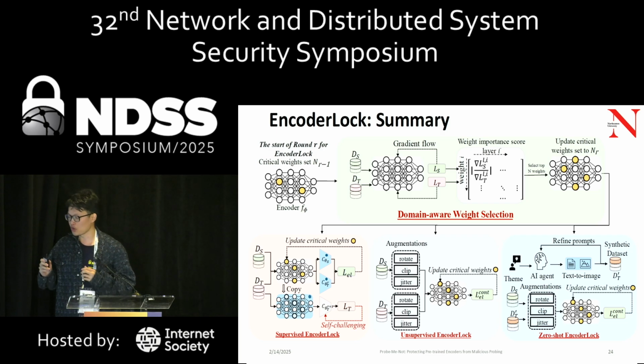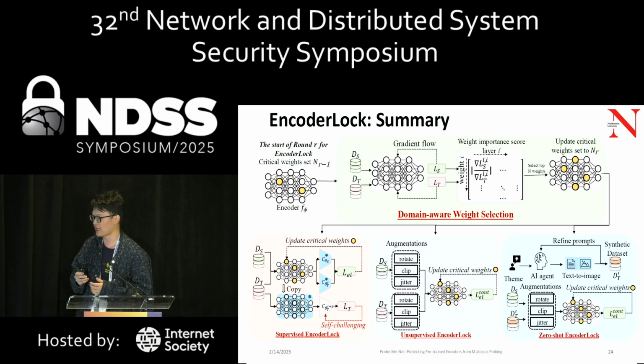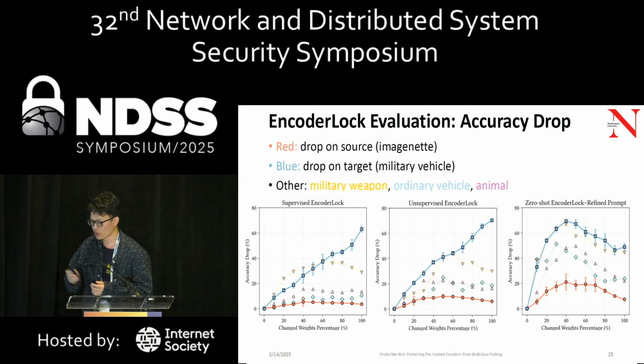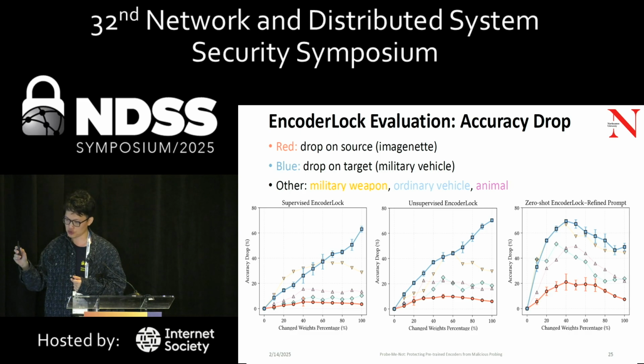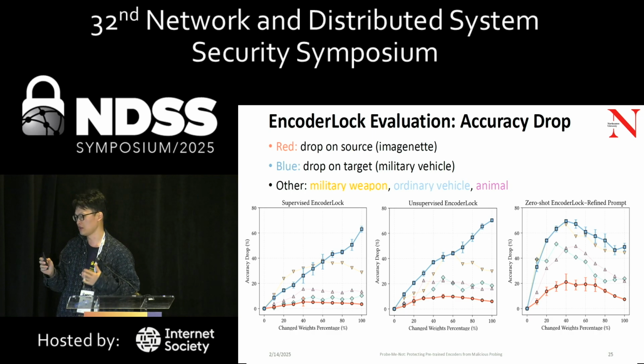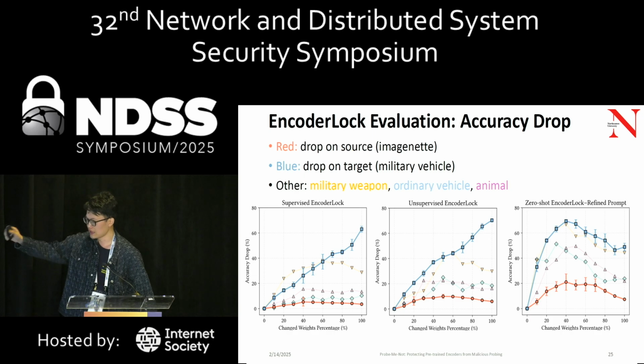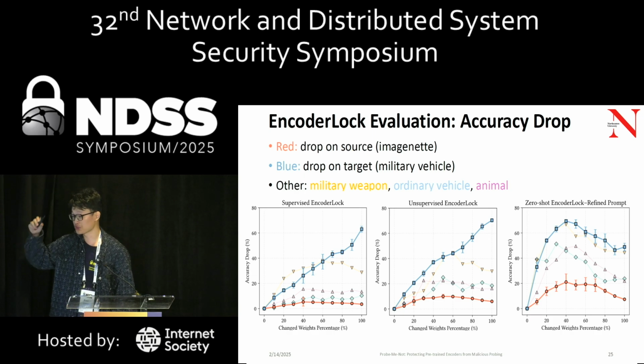Okay, let me quickly go over the performance. We compare with different baseline methods, and we have evaluated that on different models. However, today I'm only going to show this accuracy drop here. We have this red curve as the performance on the source domains. Accuracy drop is the degradation of the performance when we apply this encoder locker. And we also have this blue curve. This is the accuracy drop on these target domains.